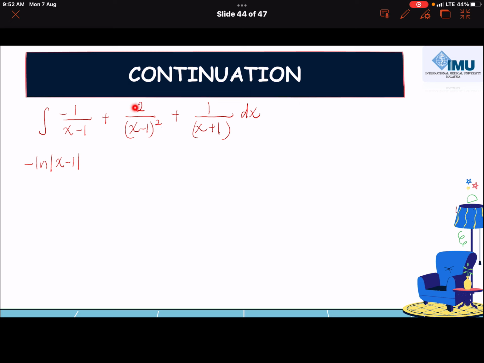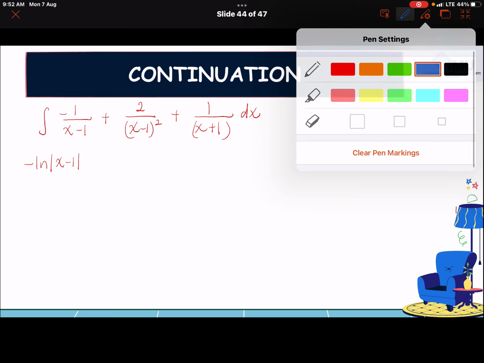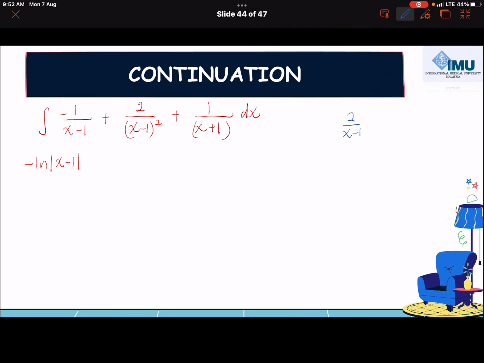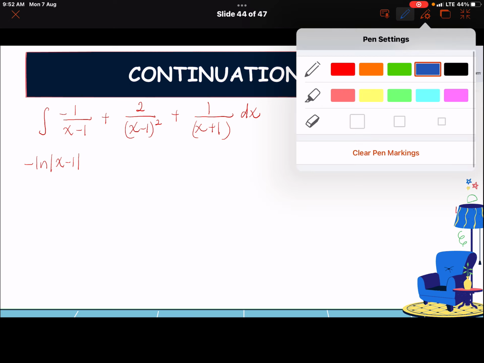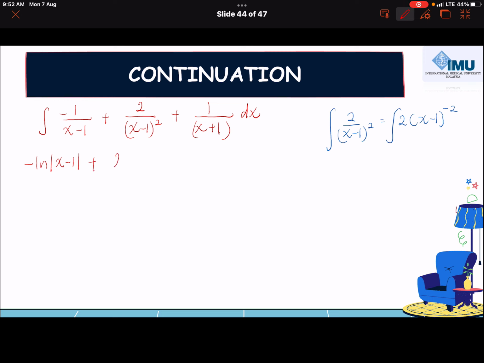Now what happened here? Is it going to be ln? No. Please be careful. 2 over (x minus 1) power of 2 can be written as 2(x minus 1) power of negative 2. Hence, to integrate this form, the power of the bracket will increase by 1. So negative 2 plus 1 is negative 1. Divide by negative 1. Since inside the bracket the derivative of it will be 1, it will not be affected.